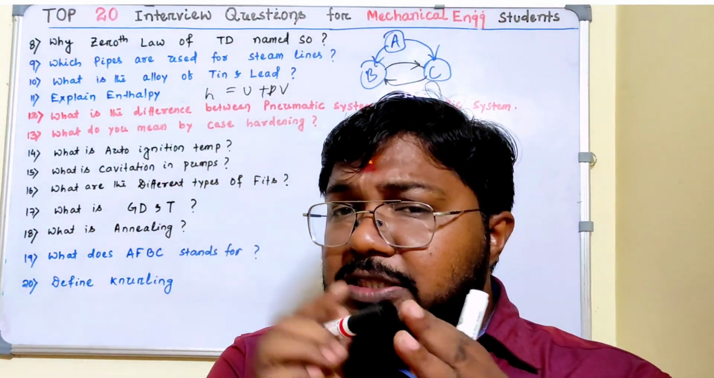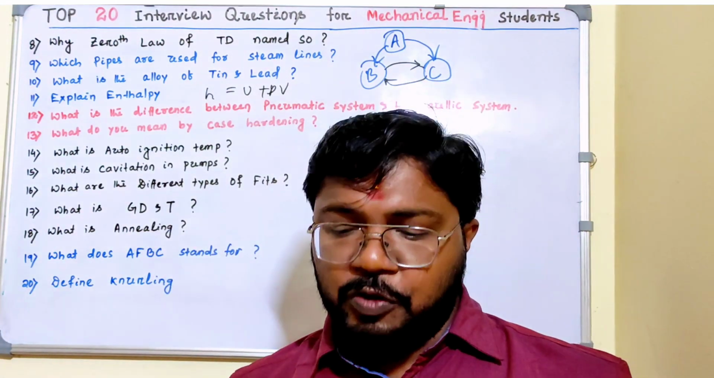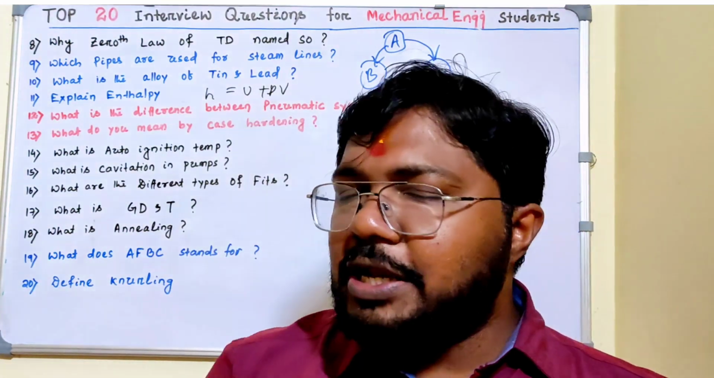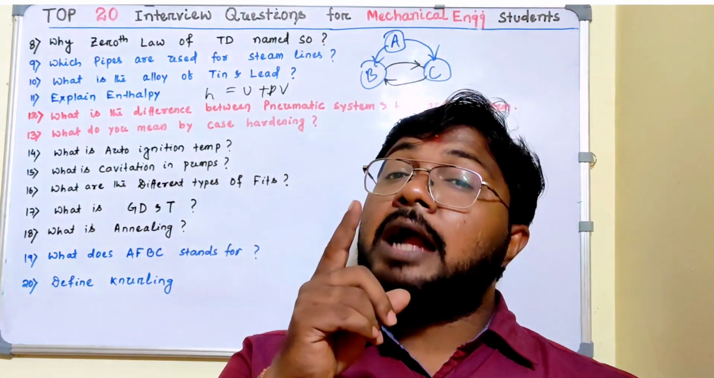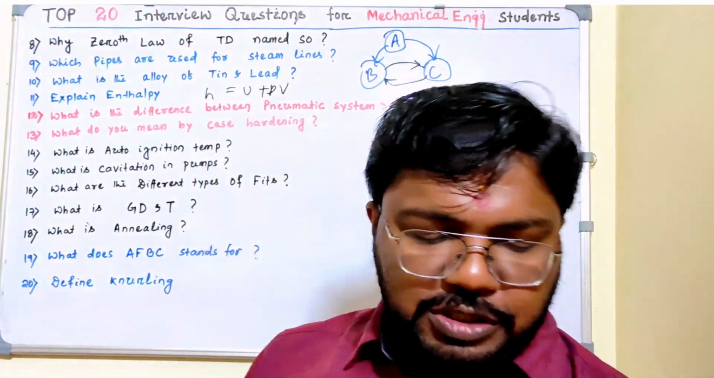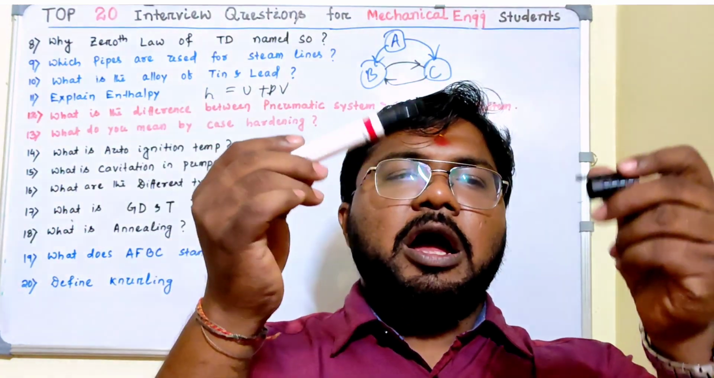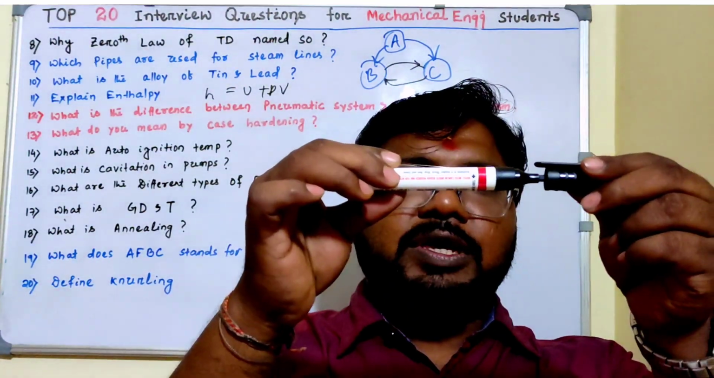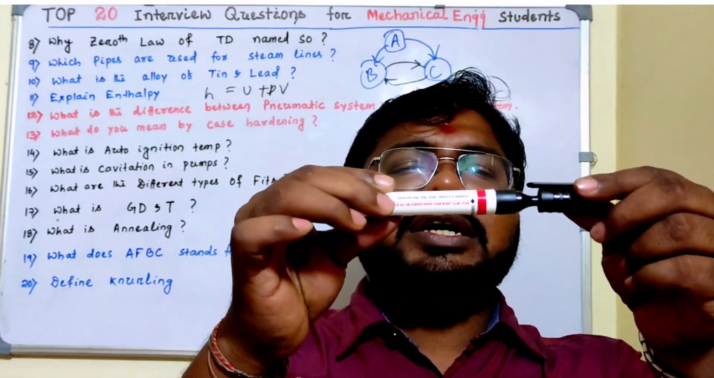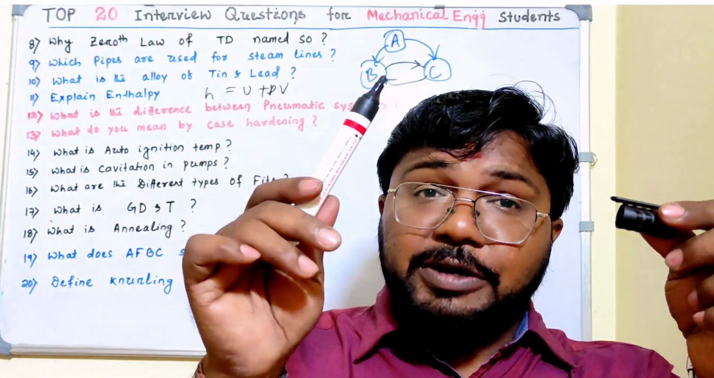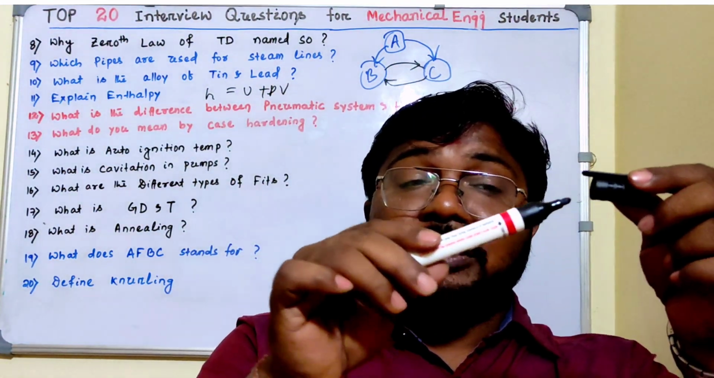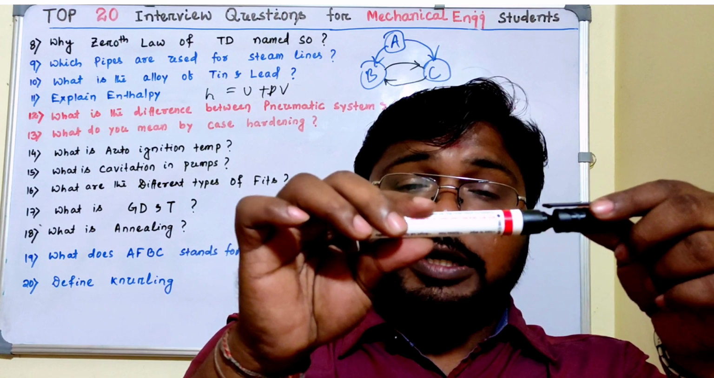Okay, next one, what are the different types of fits? There are three types of fits possible: clearance fit, transition fit, and interference fit. Suppose, giving you an example, this is a hole and this is a shaft, and there is a clearance between the shaft diameter and the hole diameter. So it is a clearance fit, you can say that.